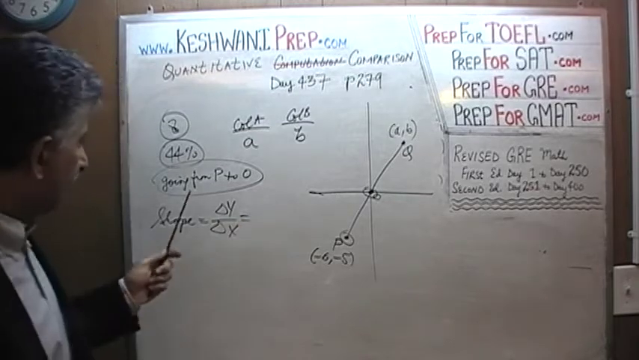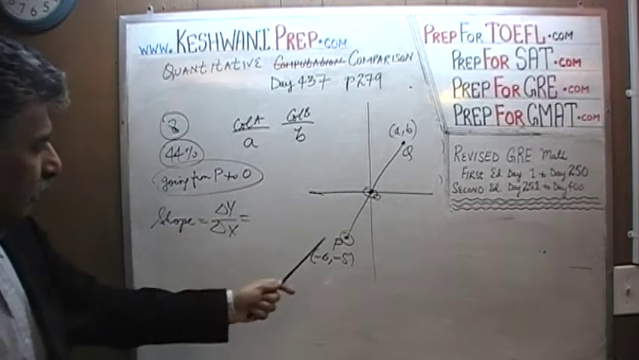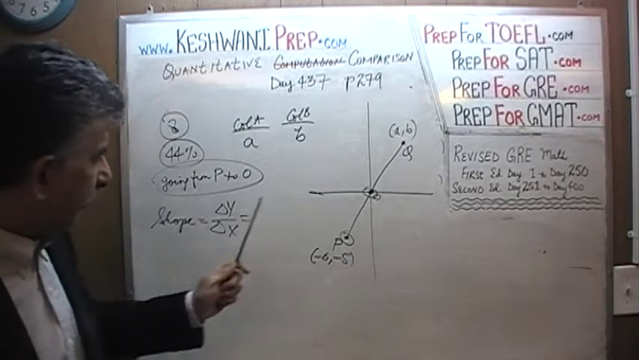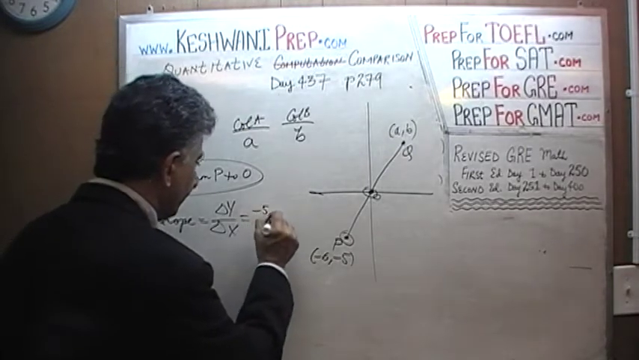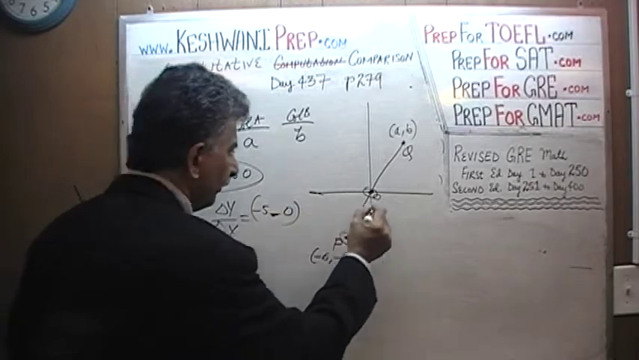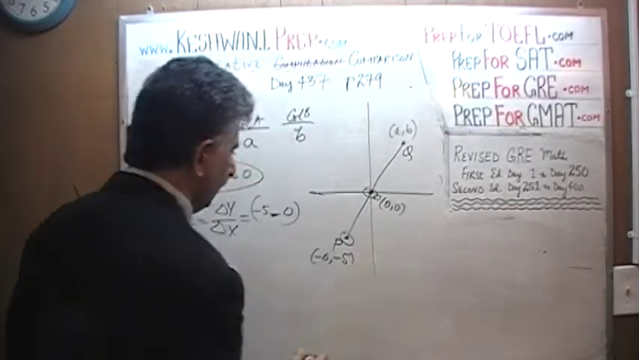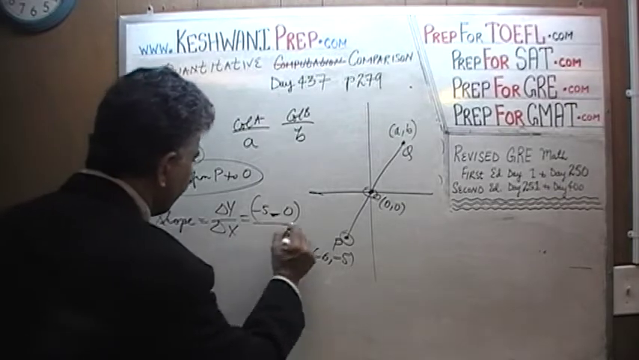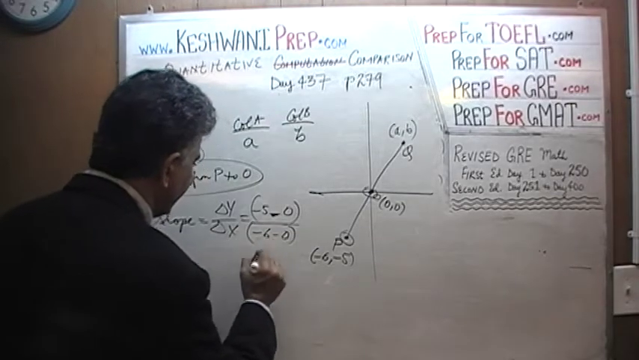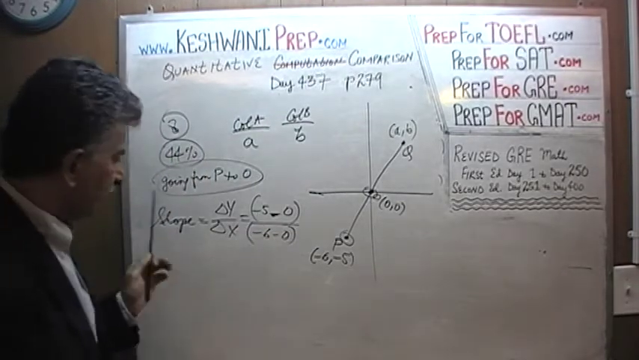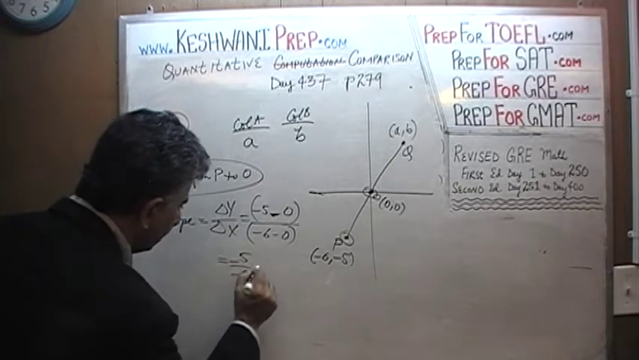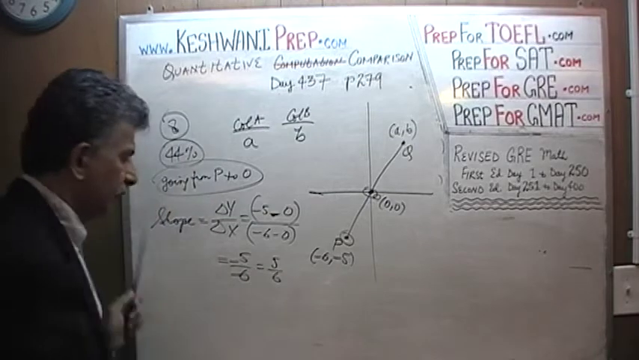Now, remember, we were going from P to O. So change in y is going to be negative 5 minus 0. This one is just 0. And then change in x is going to be negative 6 minus 0. As you can see, it's just negative 5 over negative 6. So slope is negative 5 over negative 6, which is the same as 5 over 6.